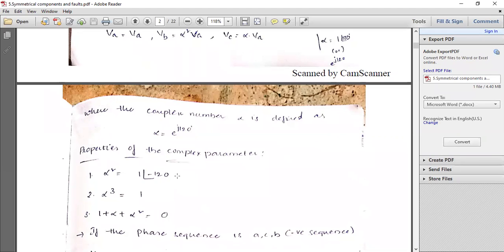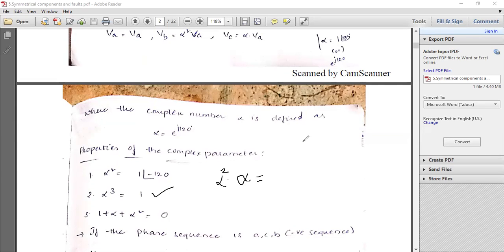So just now we have talked about that alpha square is equal to 1 at an angle minus 120 degrees, and alpha cube can be written as alpha square multiplied by alpha. Alpha square is 1 at an angle minus 120 degrees, and alpha is 1 at an angle 120 degrees. If you multiply alpha square with alpha, you will get 1 at an angle minus 120 plus 120, obviously 1 at an angle 0, which you can consider as equal to 1.